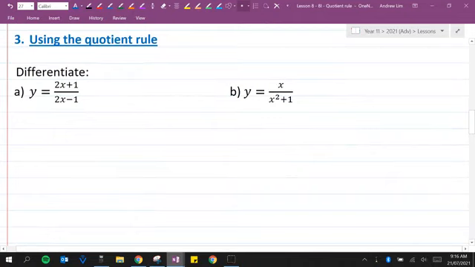Question A, we've got y equals (2x plus 1) over (2x minus 1). So u is the top, 2x plus 1, and v is the denominator, 2x minus 1. So we want to differentiate each of these with respect to x. When we differentiate this, we just get 2. When we differentiate this, we also get 2.